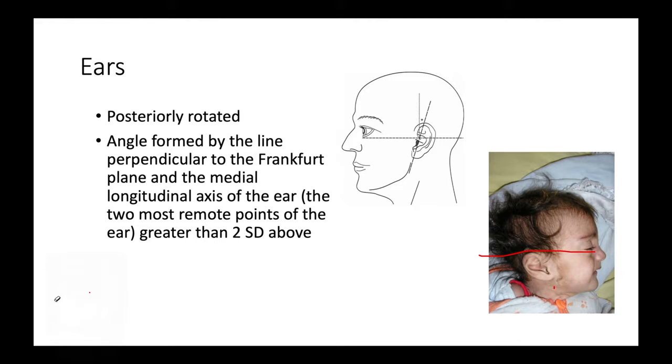All right, so we're going to draw that perpendicular again. All right, so we draw it. This is the medial longitudinal axis, so we're going to draw it here grossly. And then if we were to take a perpendicular to the Frankfurt plane, it would be here. If this angle exceeds 15 degrees, then that is a low set, not low set, posteriorly rotated ears. So it's a little complicated.